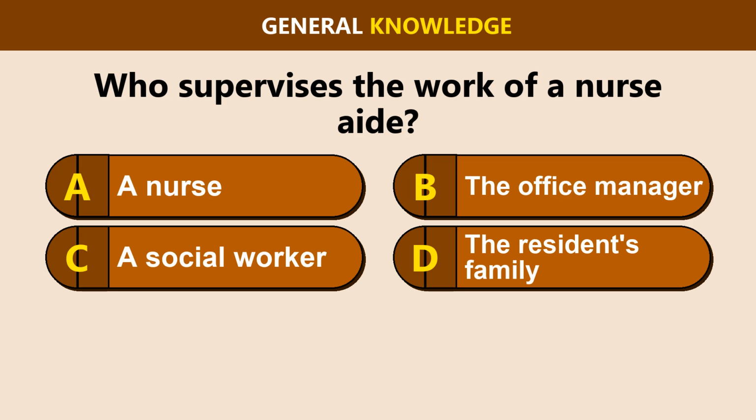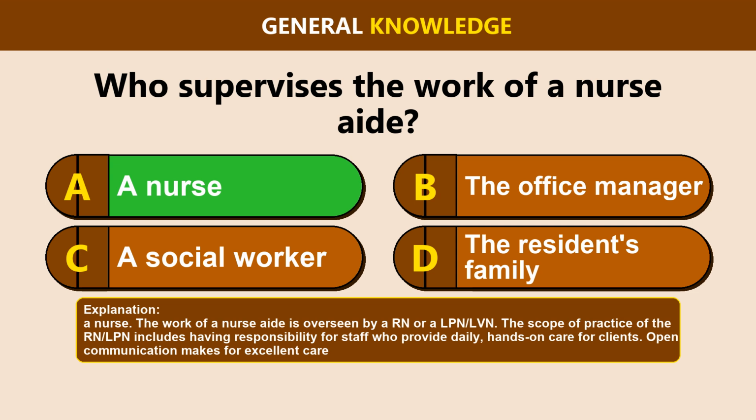Question 50. Who supervises the work of a nurse aide? Option A, a nurse. Option B, the office manager. Option C, a social worker. Option D, the resident's family. The correct answer is option A, a nurse. The work of a nurse aide is overseen by a RN or a LPN/LVN. The scope of practice of the RN/LPN includes having responsibility for staff who provide daily, hands-on care for clients. Open communication makes for excellent care.